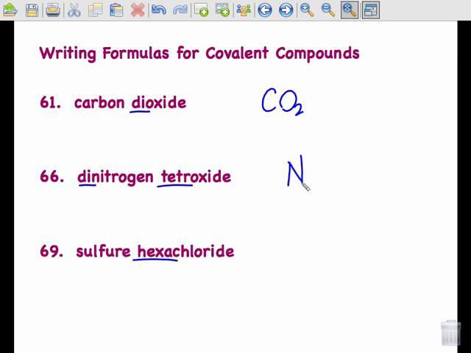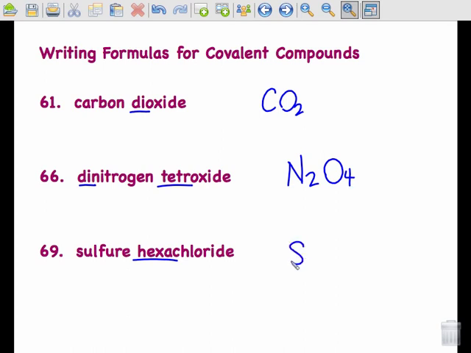We go to the next one. Dinitrogen. The element symbol for nitrogen is N. The prefix di tells me it's N2. And then tetroxide. Oxide symbol is oxygen, O. And tetra is 4. So you can see it's just kind of right as it says. You write the symbol and you write the subscript depending on the prefix.